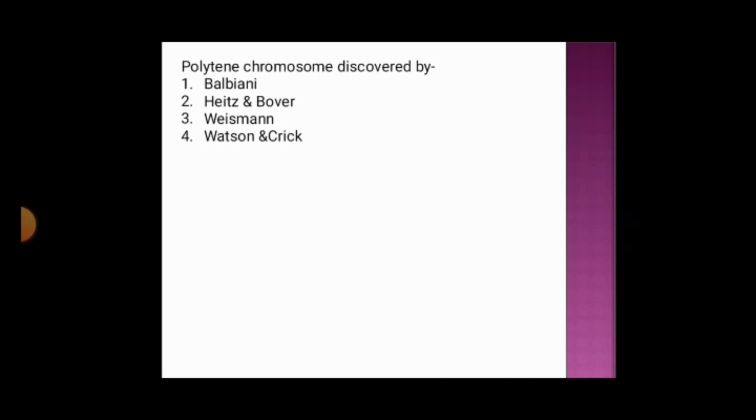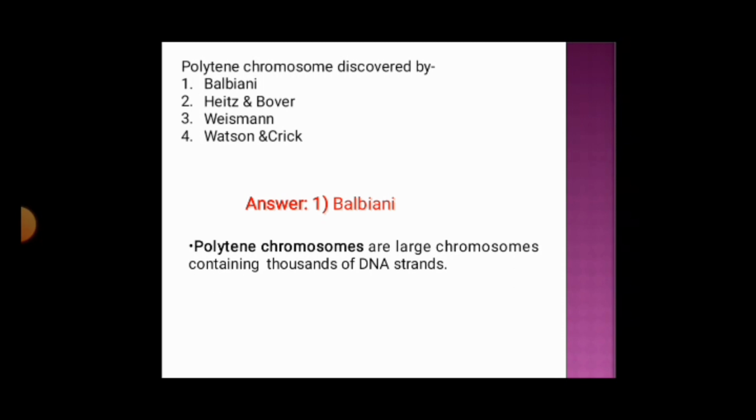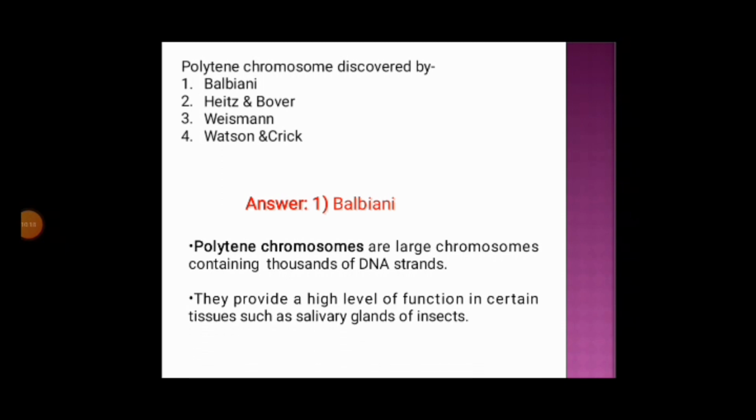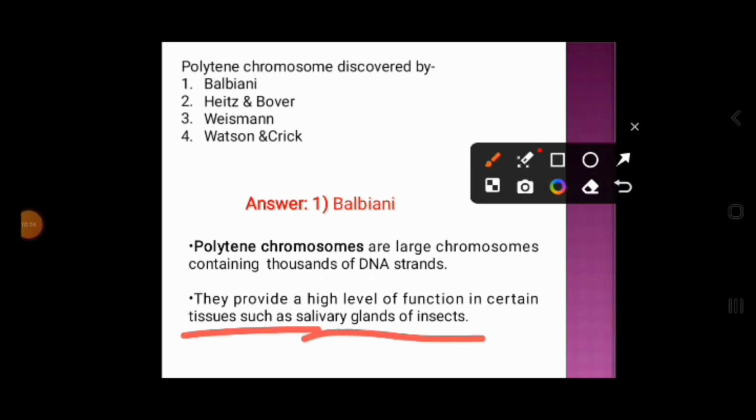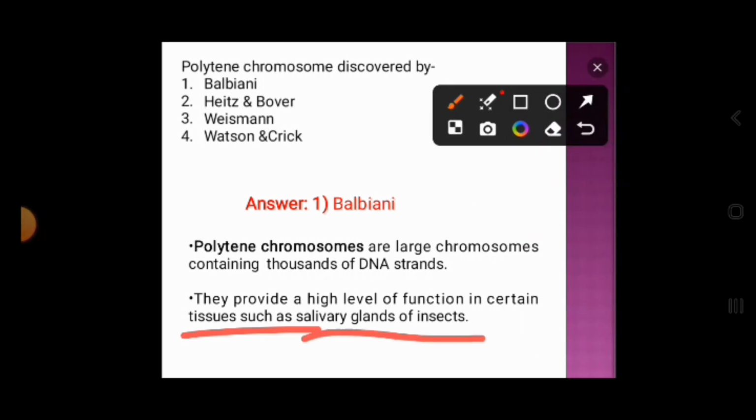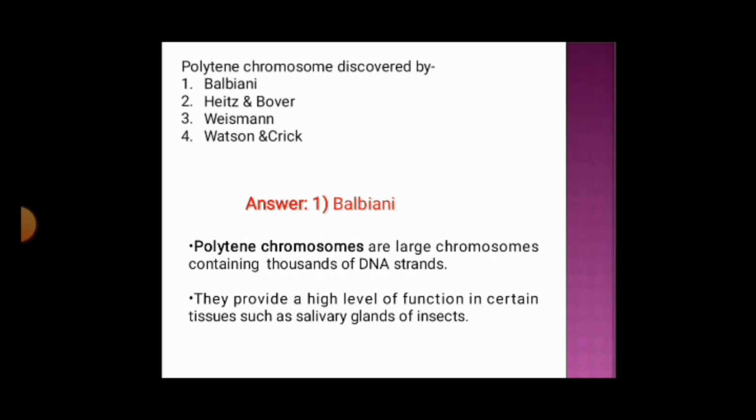Next one: polytene chromosome was discovered by option 1 Balbiani, option 2 Hertwig and Bower, option 3 Weismann, option 4 Watson and Crick. The correct answer is option 1, Balbiani. Now, what is this polytene chromosome? These polytene chromosomes are large chromosomes containing thousands of DNA strands, and they provide a high level of function in certain tissues, such as the salivary glands of insects.